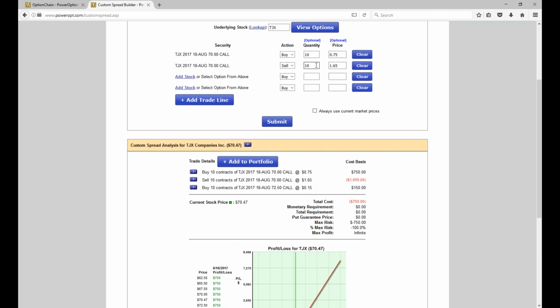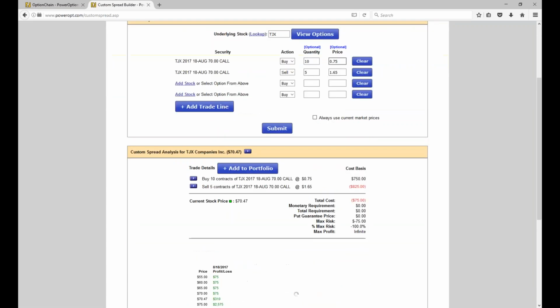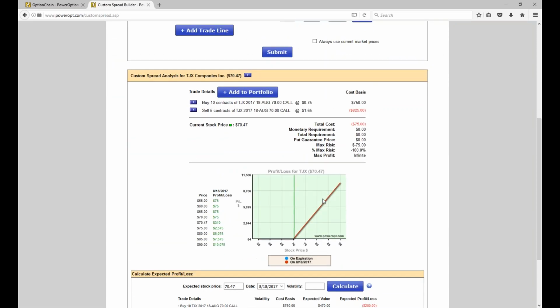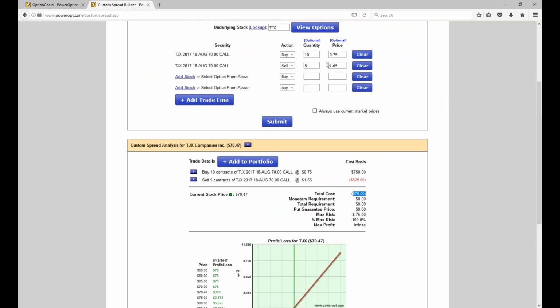I could have sold half. All right, we could have sold to close half of this position. That gives us a weird little profit and loss chart here. But essentially, we've pocketed $75. So what do you have? You still have 5 long calls at 70 that you essentially have a credit on. Okay, you essentially were paid 75 cents. You've canceled all of the risk.